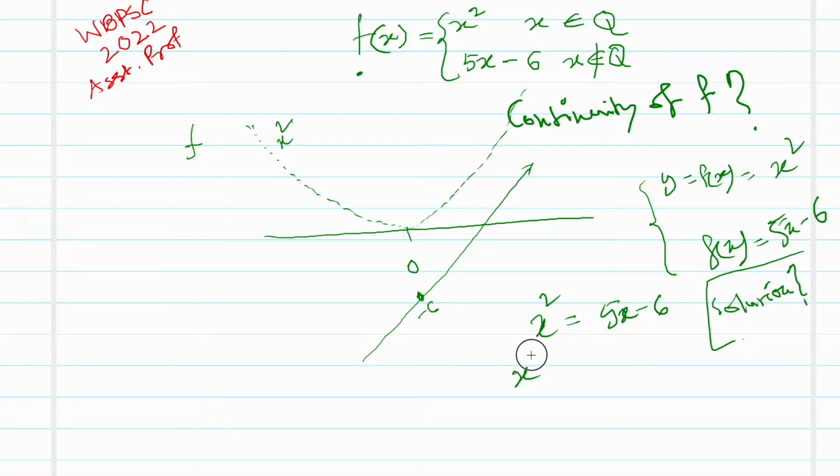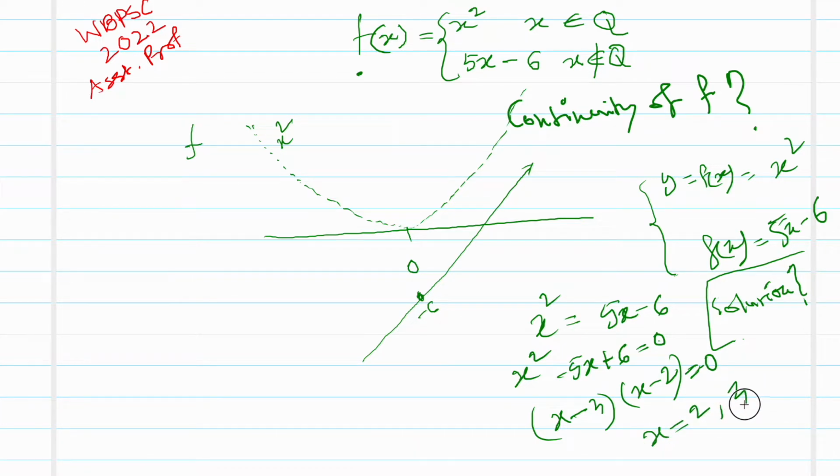Let us try to solve this and find whether there are solutions. So it becomes x square minus 5x plus 6 equal to 0. You can just try to factor it out. So you will get x minus 3 into x minus 2 equal to 0. Therefore there are two solutions, x equal to 2 and x equal to 3.